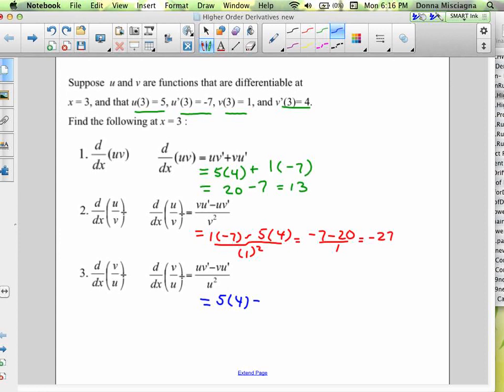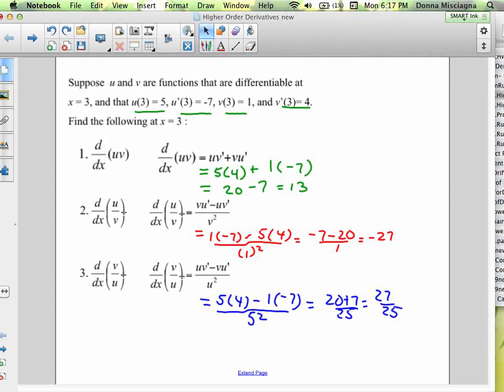All right, so our numerator is now v, so v is 1. And the derivative of the denominator is the derivative of u, so that's u prime, which is negative 7. All over the denominator squared, and the denominator is now u, so that's 5 squared. So that's going to be 20 plus 7 divided by 25. So the derivative for the quotient v divided by u is 27/25. There we go. And if you have any questions, let me know.